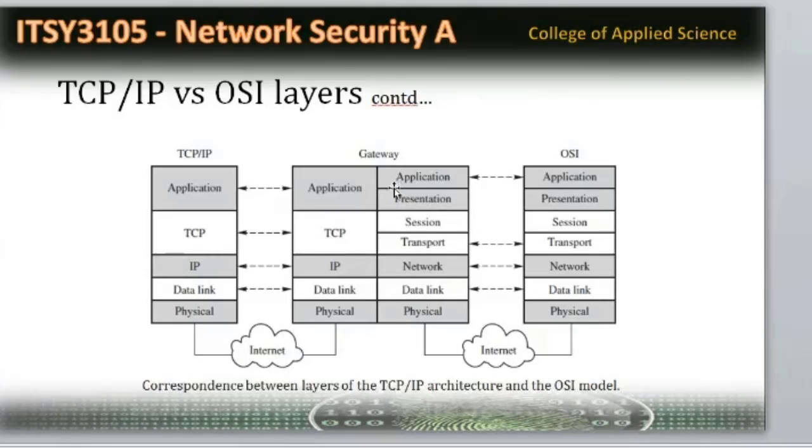Now, the first 2 layers are merged together, application. Session and transport are merged together, it is TCP, or we can say it is the transport layer. Here the network layer is the internet layer, or we can say it is the IP layer. Then data link, physical. So what we are understanding from this is that in OSI there are 7 layers available, whereas in TCP we have 1, 2, 3, 4, 5. So 5 layers available. This is the concept.